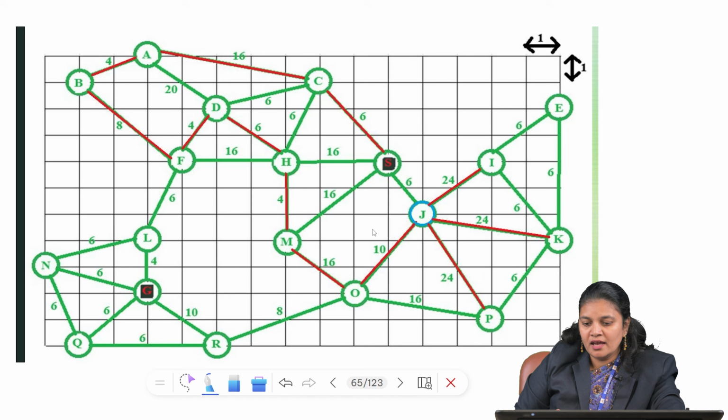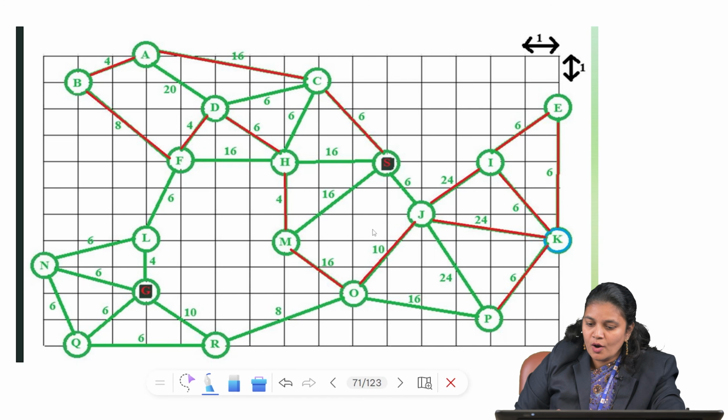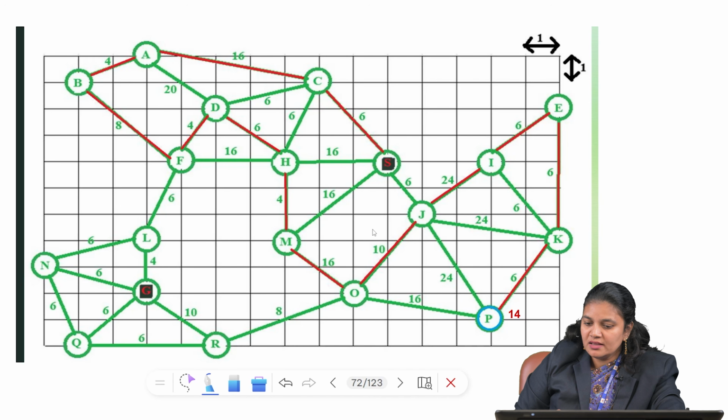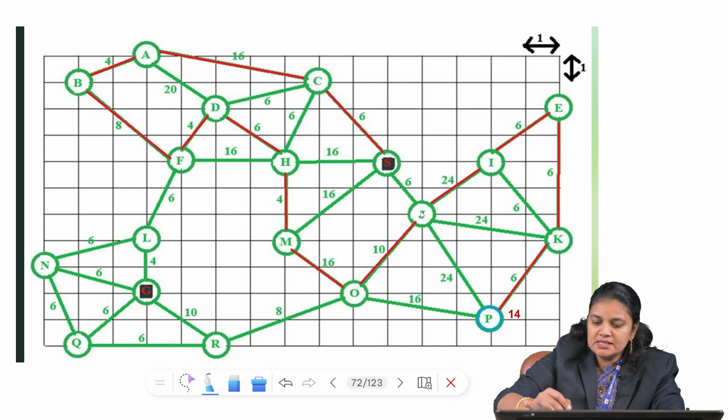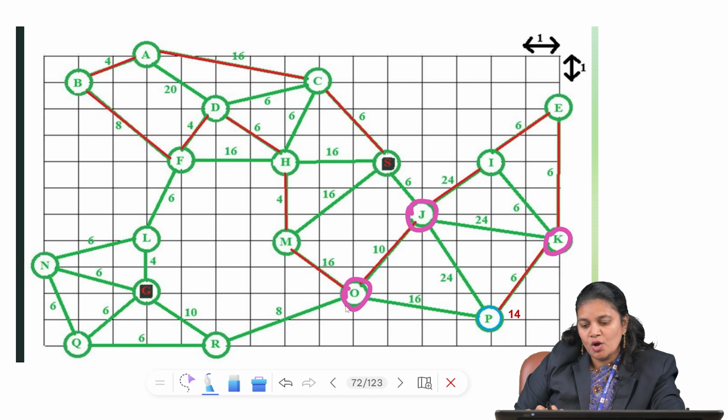From J, again, similarly, we are moving to I, then to E, moving to K, moving to P. At this point, we can see that when we are trying to explore P, J, K and O are its children. All these three are already visited. All these three are in our visited list. So there is a dead end. So this is how we can find the dead ends. We don't have any more place to move on.